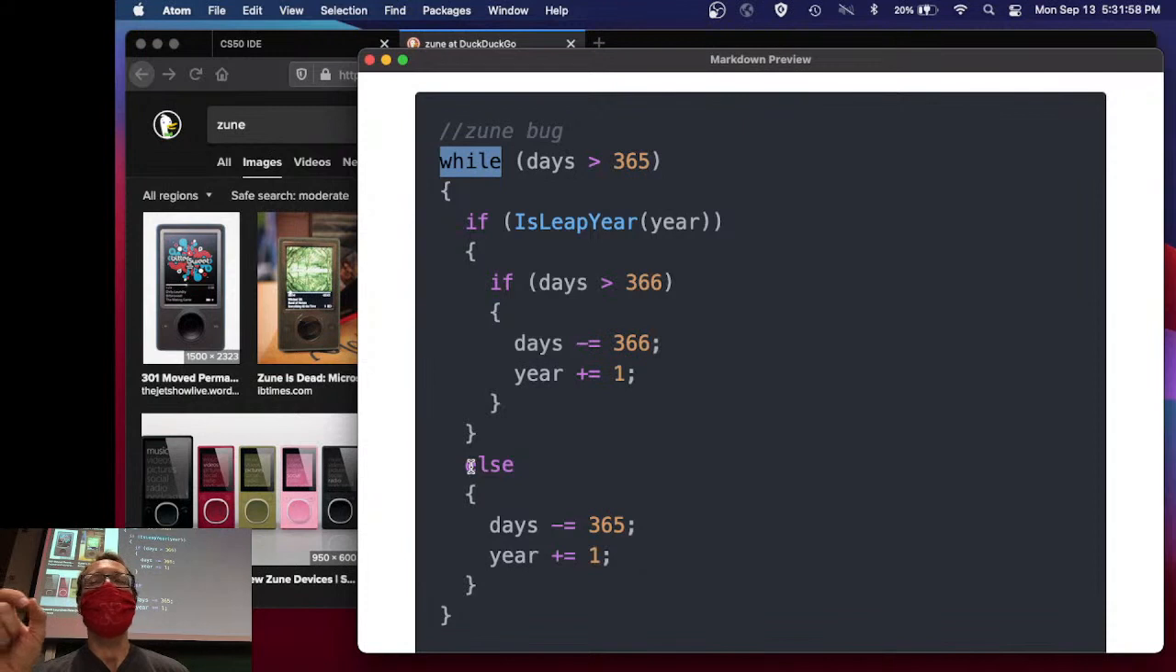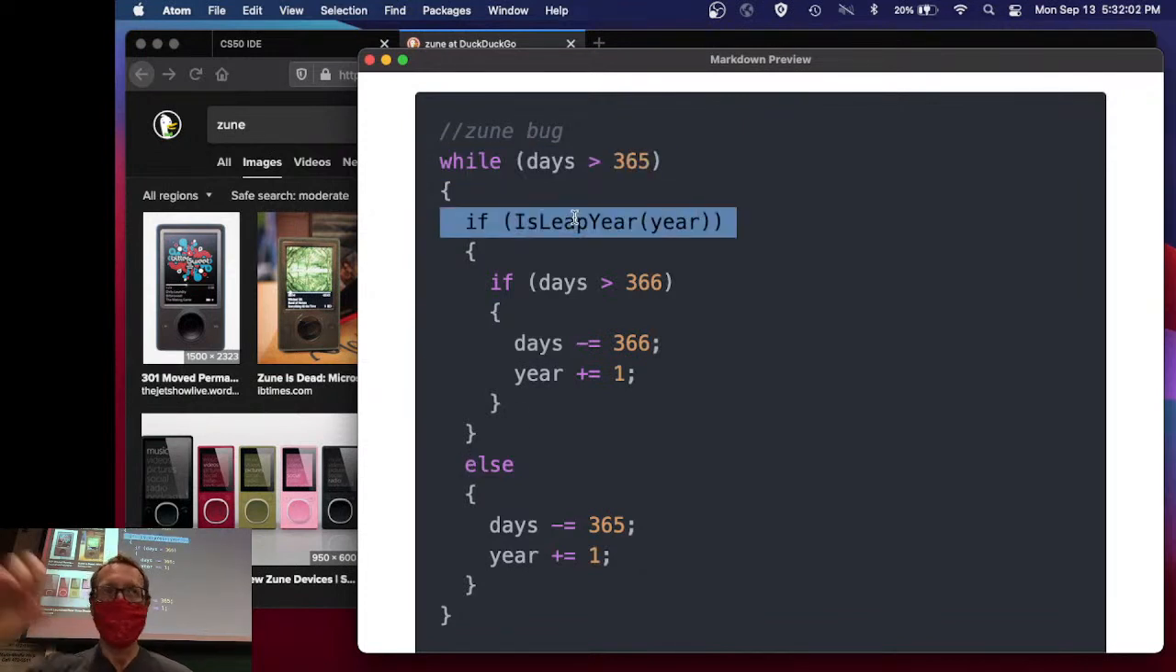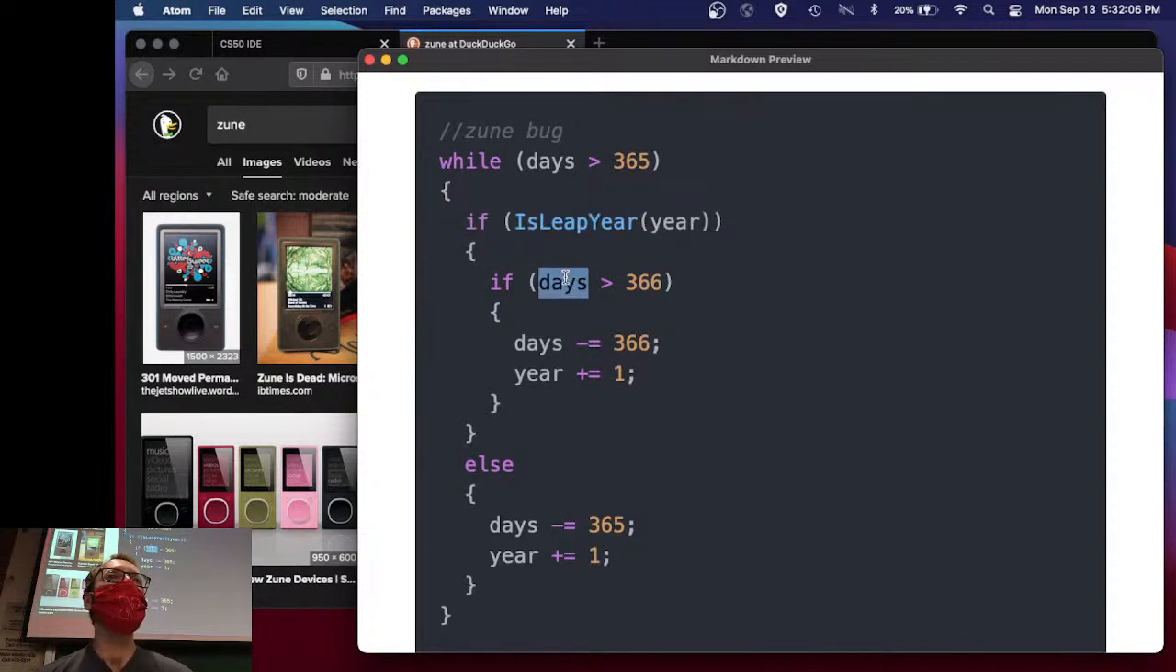the 367th day, at which point this is still true. It's still a leap year because the years have not rolled over yet. But now 367 is strictly greater than 366, and everything corrects, and 24 hours later, just as mysterious, all the Zunes started working again, right? Because it jumped out of this loop after 24 hours of going through this loop, right?